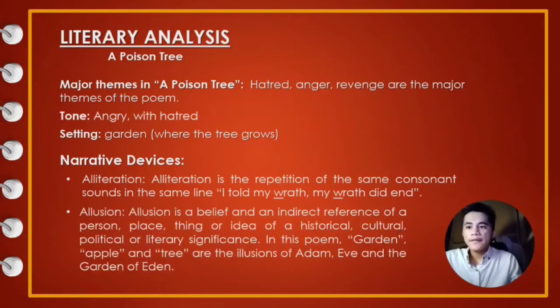Second, we have allusion. Allusion is an indirect reference to a person, place, thing, or idea of historical, cultural, political, or literary significance. In this poem, garden, apple, and tree are the allusions to Adam, Eve, and the Garden of Eden.